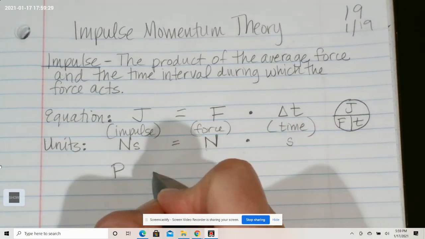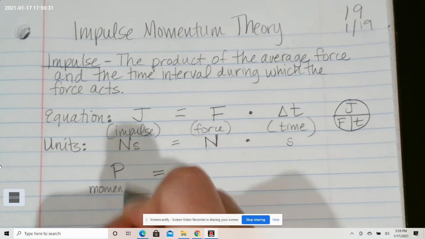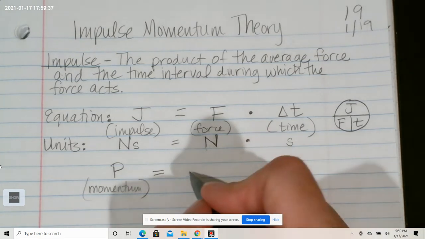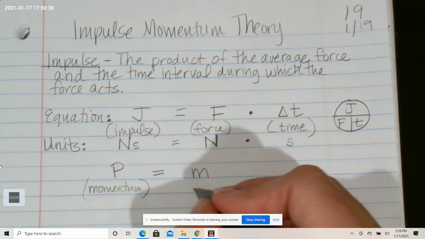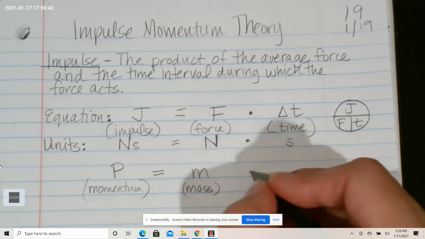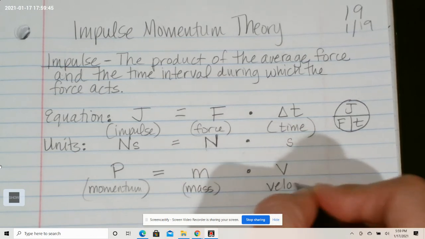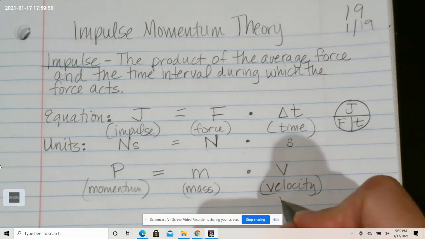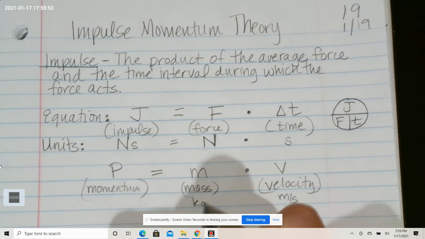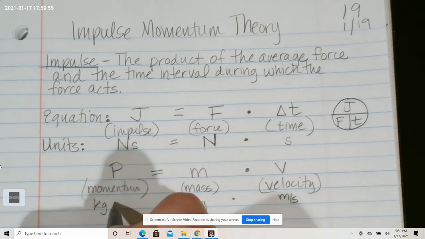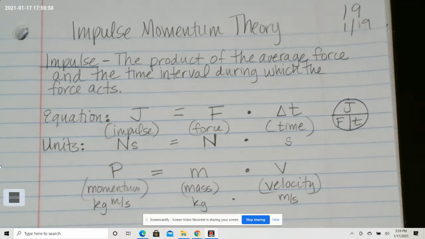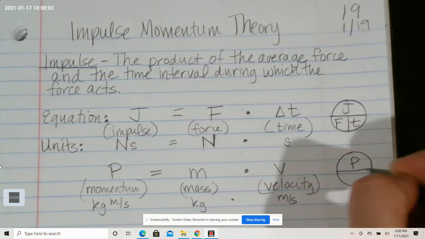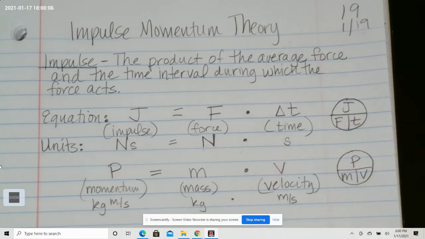So P is momentum. Remember that? I know you already have these notes, but just write them down here again because we're going to compare them. P equals mass multiplied by velocity. We just have been doing that. So again, for the units, we know velocity is meters per second, mass is kilograms. You get kilograms meters per second because we multiply them together. And just for the sake of the circle, we also have a momentum circle. P equals m times v.